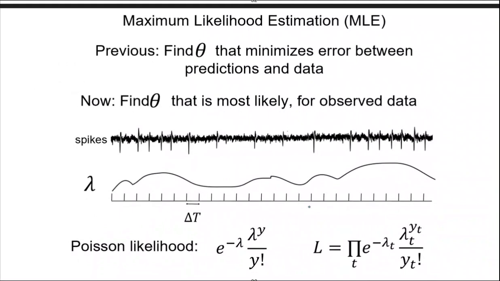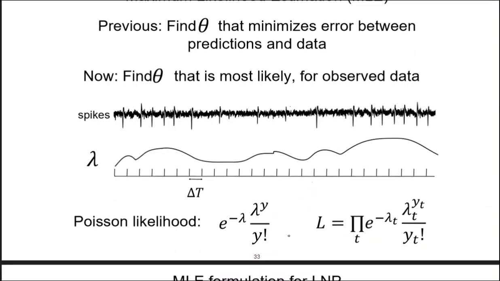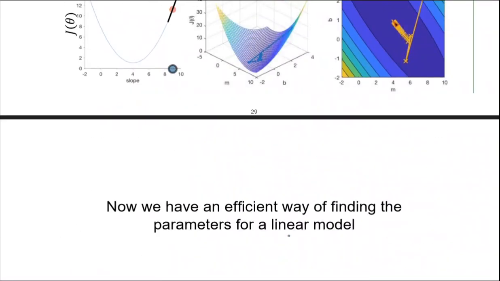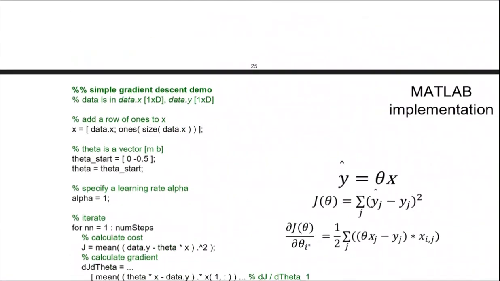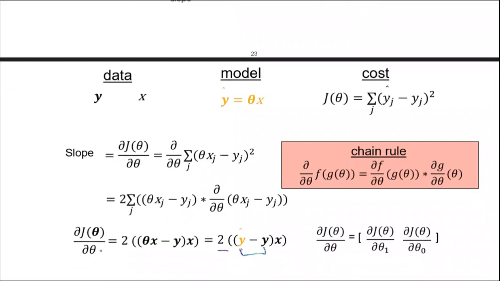So now we have this maximum likelihood estimation, finding the theta that minimizes the error between the prediction and data, but it's just a different framing. Instead of minimizing the error, we're maximizing the likelihood. By the way, the reason why we did this, the J, is so that we know the derivative of this J, and then we can use it for our gradient descent for the LNP model.